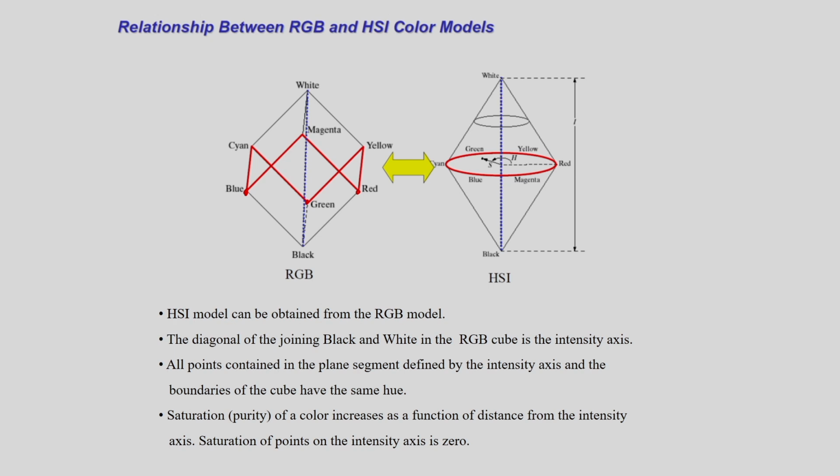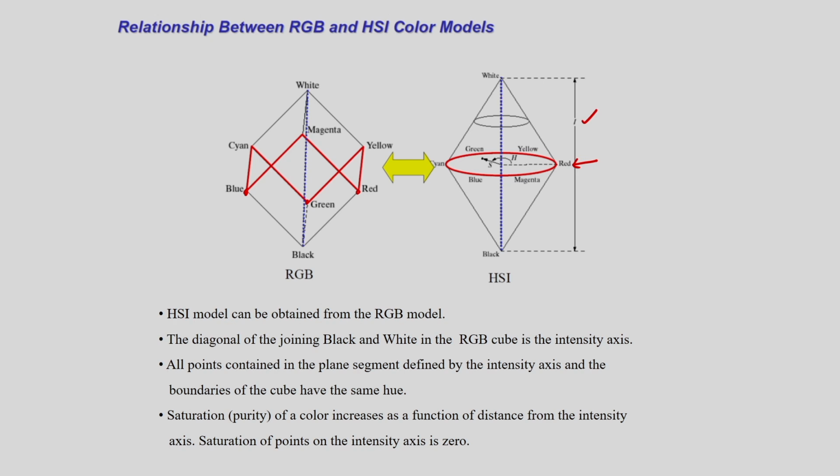And in the second figure you can see the HSI model. In this case also I am showing the intensity axis connecting the black point and the white point. After this I am considering the hue and the saturation with respect to the reference axis. The reference axis is the red axis. So hue means the angle with respect to the red axis, and saturation means the length of the vector.